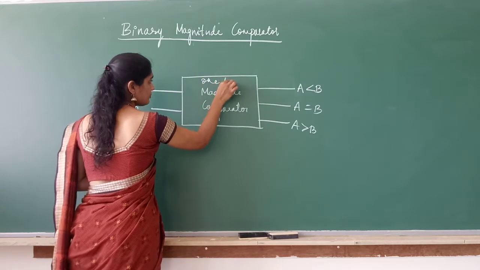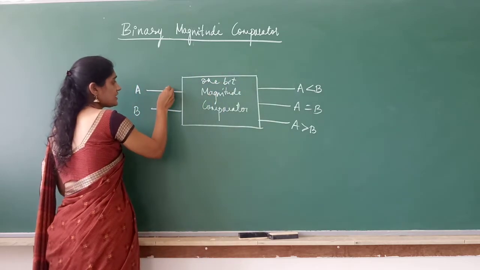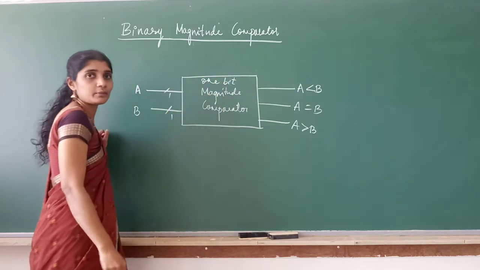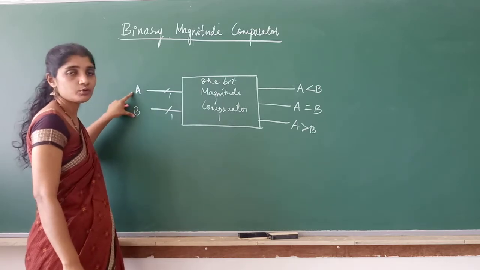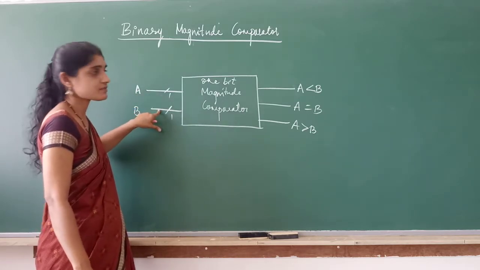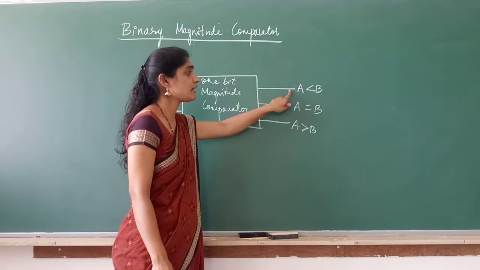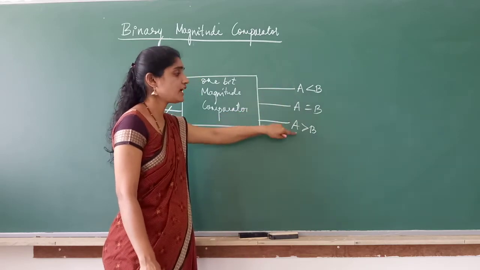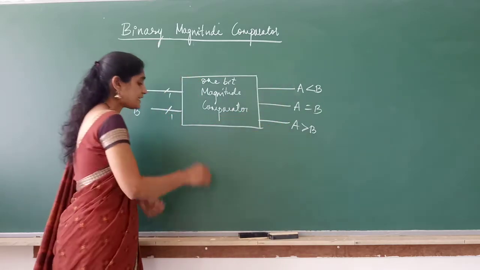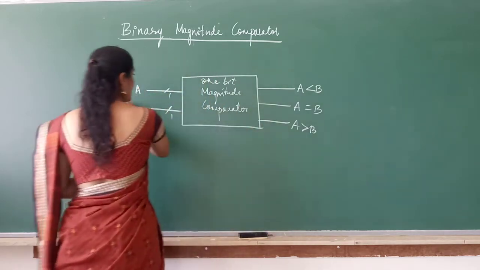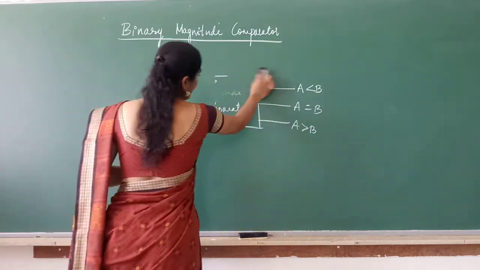So for the 1-bit binary magnitude comparator, A is 1 bit, B is also 1 bit. So you will have two inputs, A and B. And what are the outputs we have? A less than B, A equal to B, A greater than B. Now let us design the 1-bit magnitude comparator.